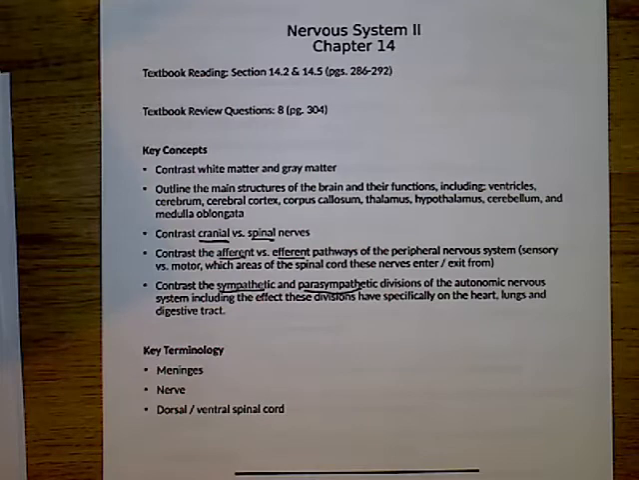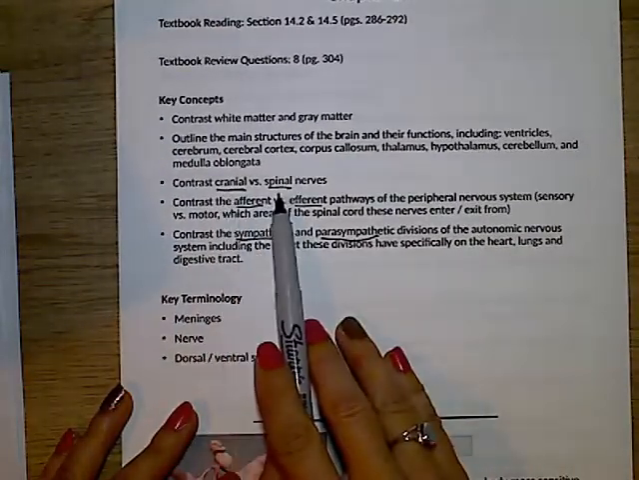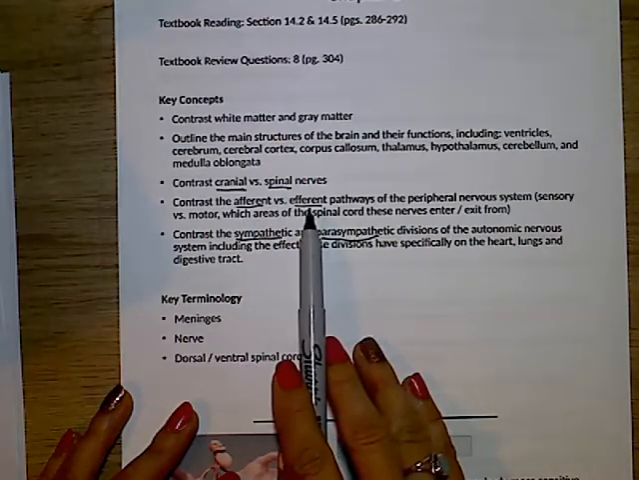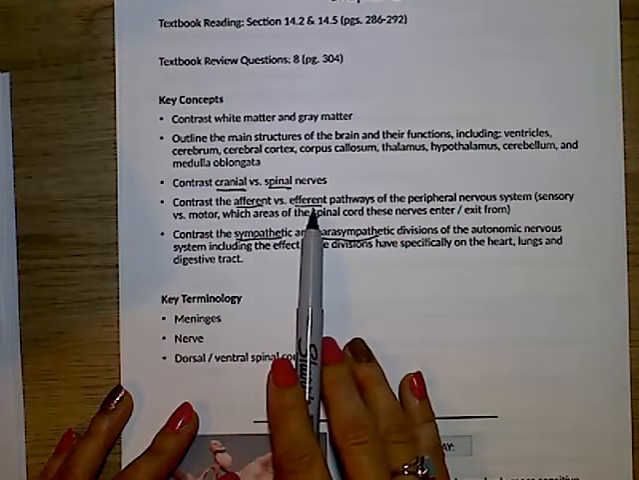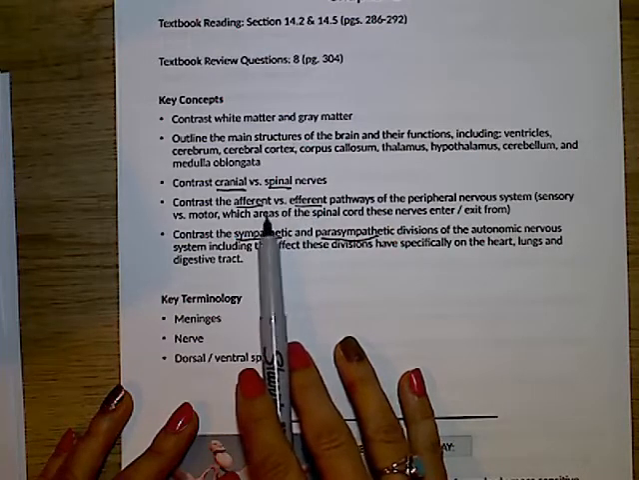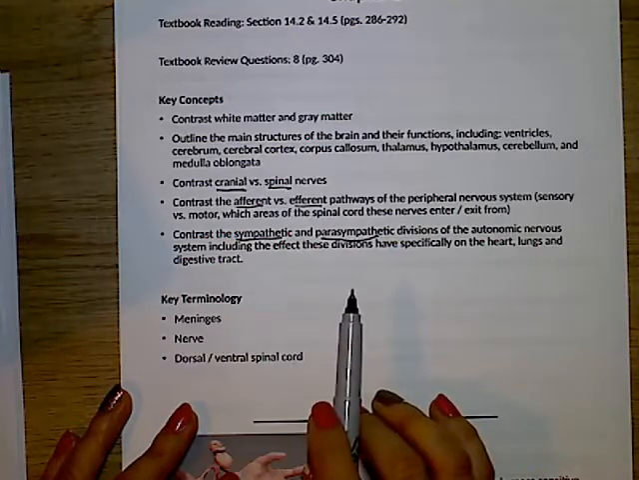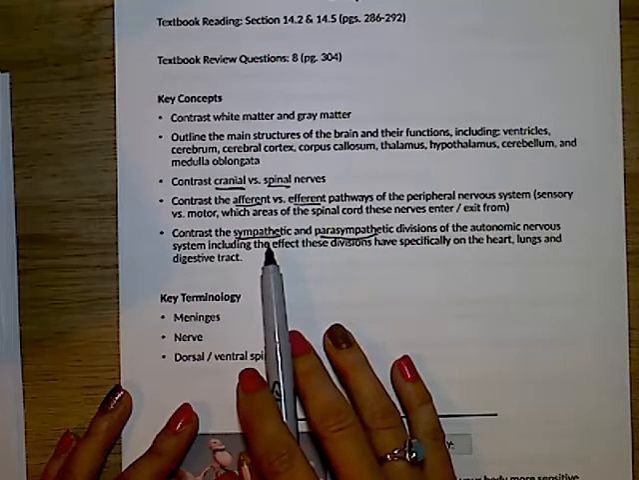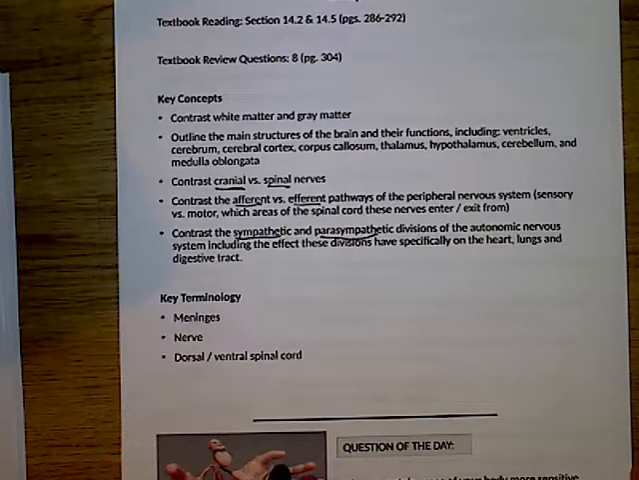Okay, today we are on part 2 of the nervous system, and some of the main things that we'll be talking about are cranial versus spinal nerves, and afferent versus efferent pathways. That's not actually how you really pronounce them. I think it's afferent and efferent, but I will say afferent and efferent just because it's easier to differentiate between the two words. The other two sound too similar. And we'll be looking at the sympathetic versus parasympathetic divisions of the autonomic nervous system.